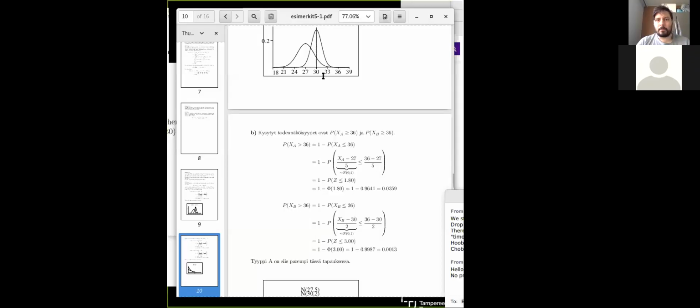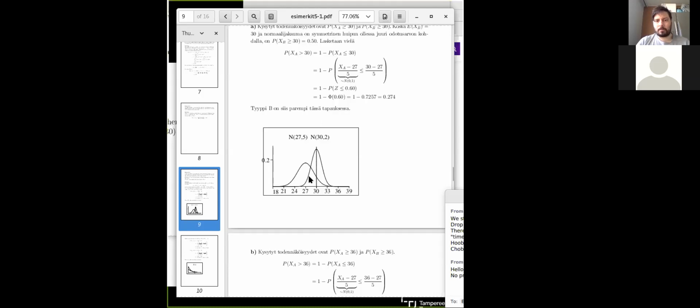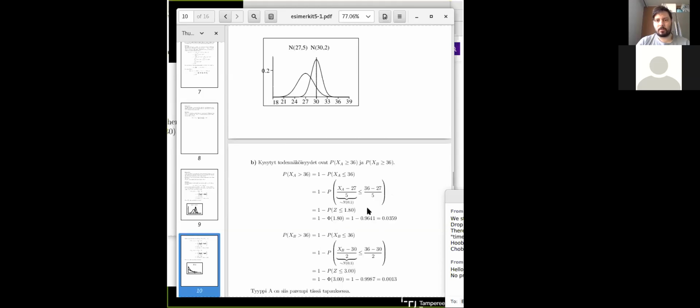In here, this is the Finnish one. I'll just explain this in English. This is the first case scenario. We see that the distributions look like this. That's your distribution for B, and that's for A. Now we ask the probabilities of XA being greater than 36 and XB being greater than or equal to 36. We calculated for A at first, 1 minus XA smaller than or equal to 36.